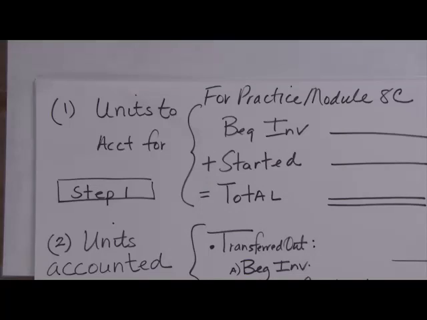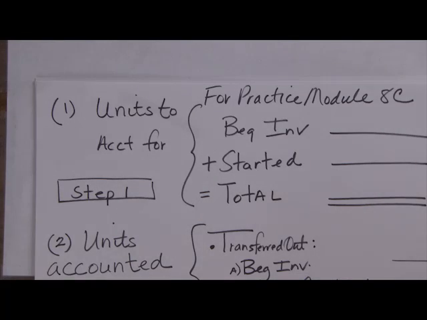This is Module 9 for Accounting 3110, and the subject for this module is going to be joint cost. We will see in this subject that this is just really another study of allocations, and we will come back to that in just a moment. Let's go ahead and look at the for practice from Module 8C, which was about FIFO in process costing.